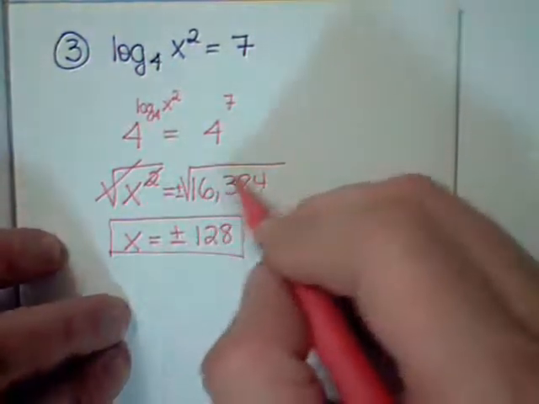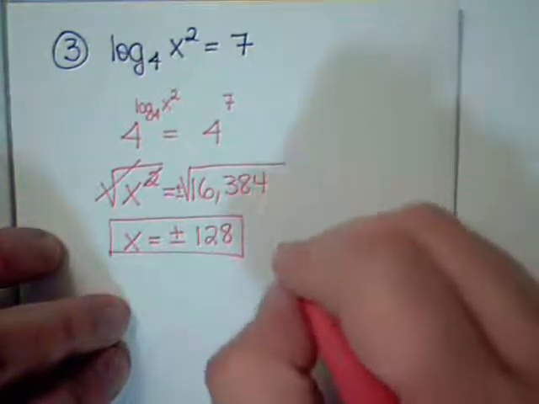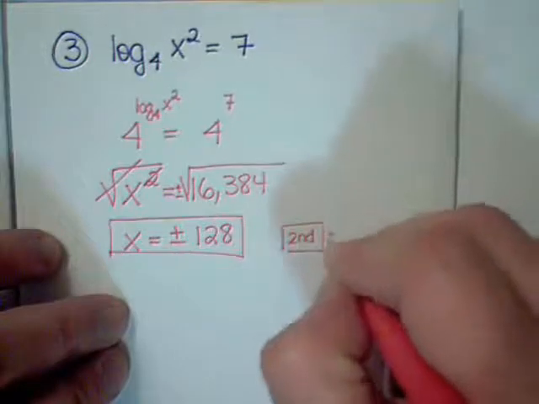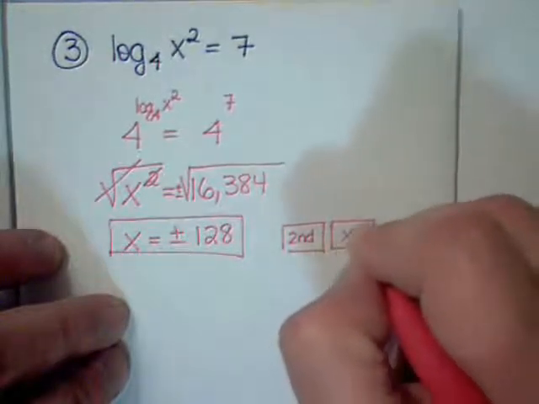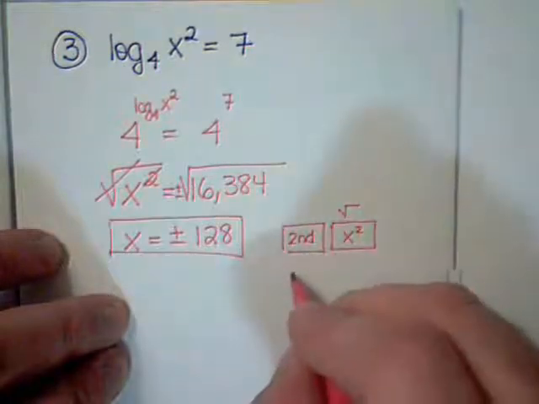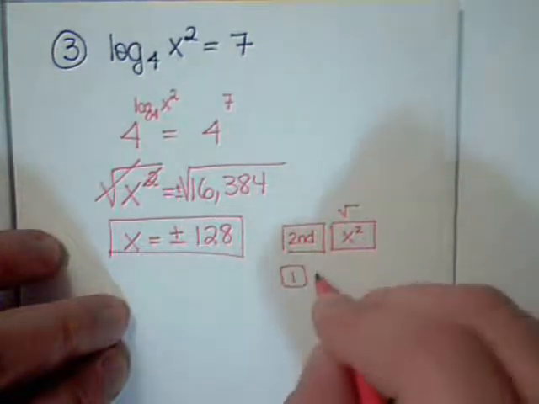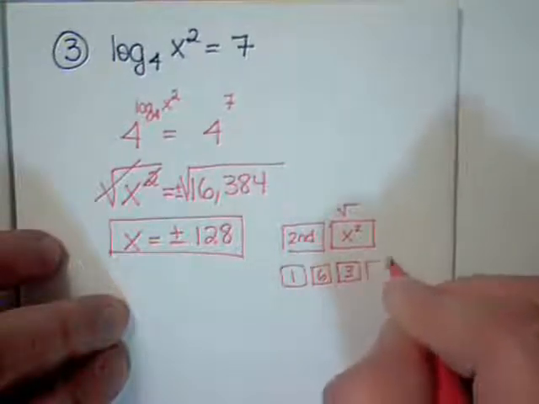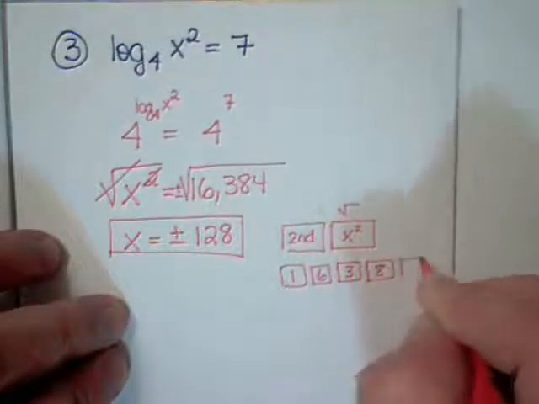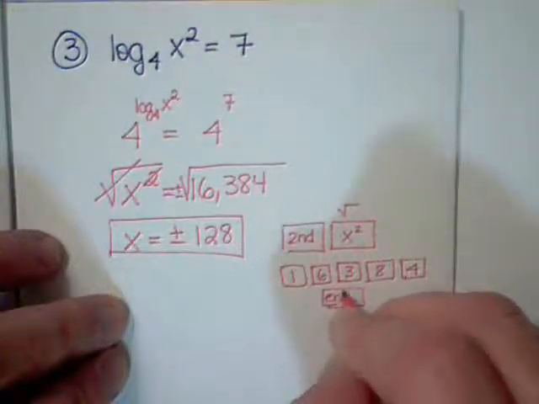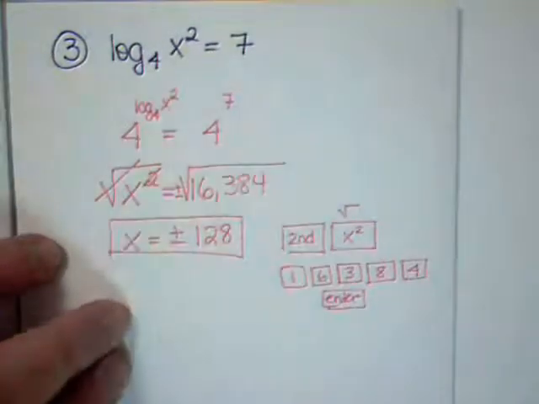Some of you might ask, how do I put this in the calculator? Basically, you press second, you press the button that has x squared. On the very top you'll see the radical sign. And then you press the numbers 1, 6, 3, 8, and 4, and then press enter, and that will give you the answer, 125.